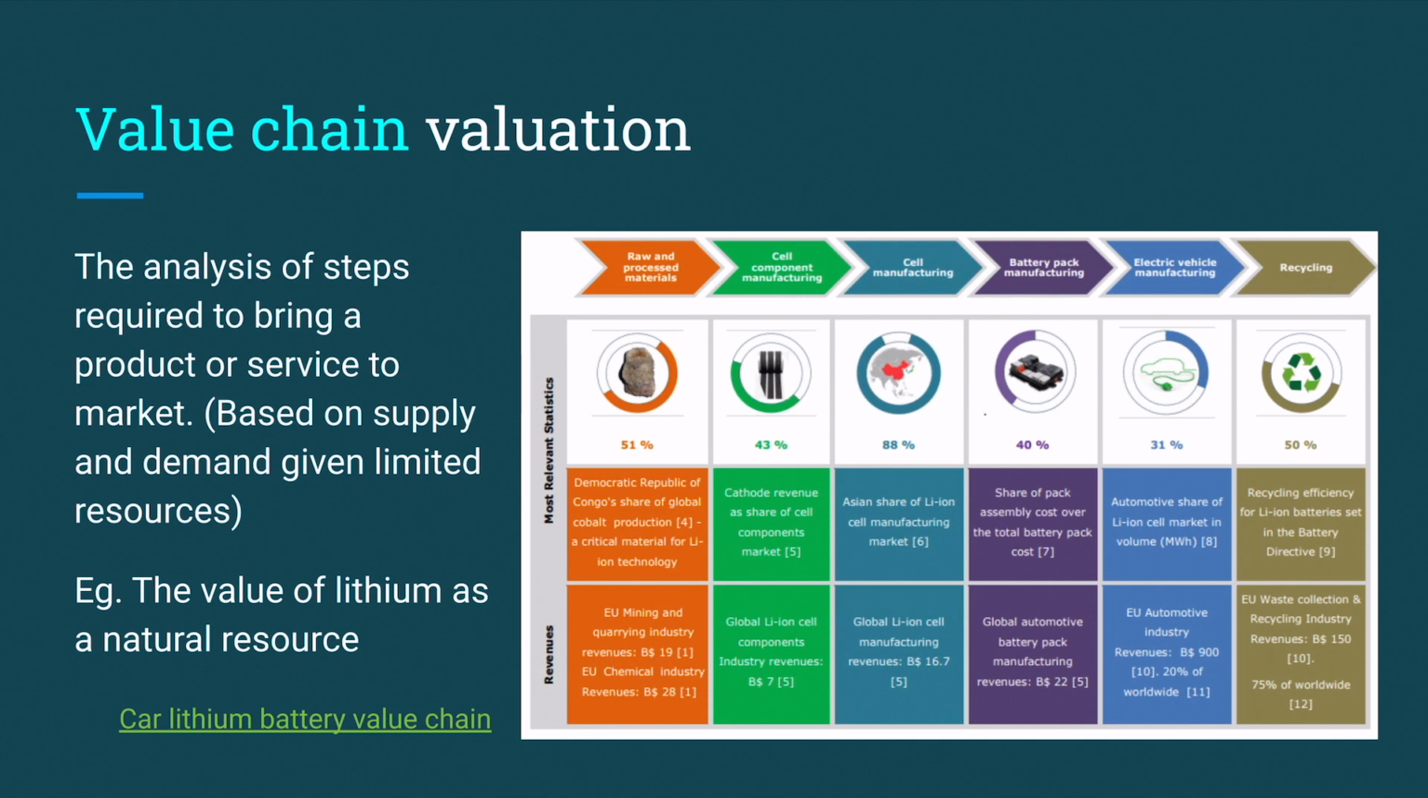So how does value chain valuation work? It involves the analysis of a series of steps that are required to bring a product or service to market. And this is based on the supply and demand of limited resources. So for example, see this value chain for the lithium batteries for electric vehicles. It includes the mining and processing of raw materials, in this case lithium, the actual manufacturing of the different parts of the battery, the electric vehicle manufacturing, and also the recycling and disposal of waste. All of these need to be considered in placing a value on the lithium as a natural resource.